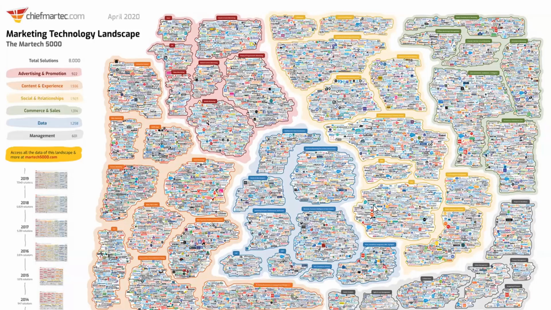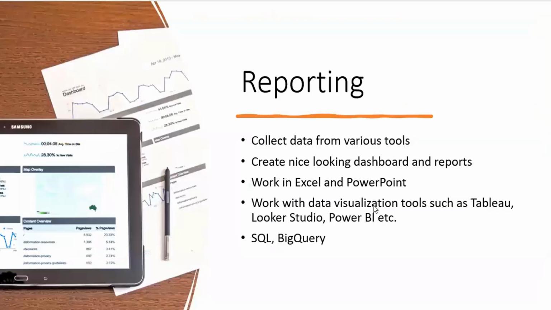So if you want to be a technical person, I would suggest you deal with marketing technologies, implement them, use them, etc. Now there is a reporting role. In the reporting role, you collect data from various tools, like we talk about the data, tools, etc. Create nice looking dashboards and reports. You generally work in Excel and PowerPoint, but also data visualization tools such as Tableau, Looker Studio, Power BI, etc.